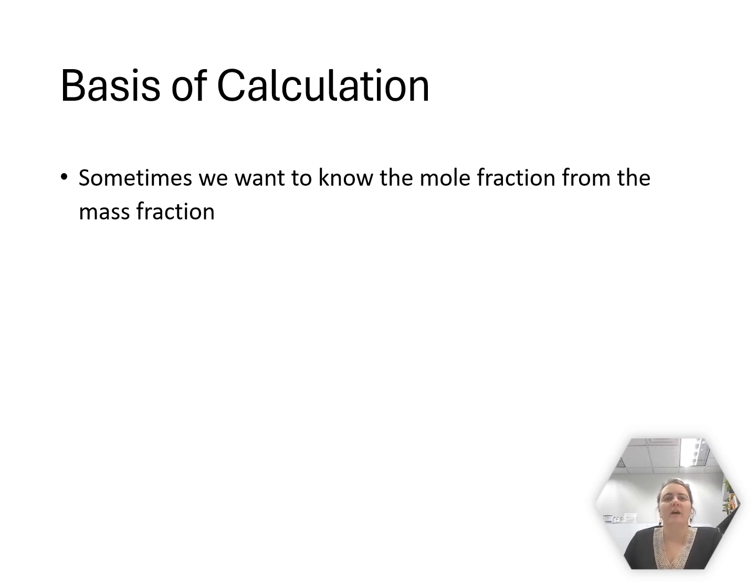All right, let's continue our conversation about chemical composition. I want to introduce this concept of a basis of calculation, and we're going to talk about this more in class because this tends to be a very confusing concept. But basically, sometimes we want to know the mole fraction from the mass fraction. And so what we do is we assume what's called a basis of calculation. It's basically an amount that we're assuming is in the system so that we have the ability to relate mole fraction to mass fraction.